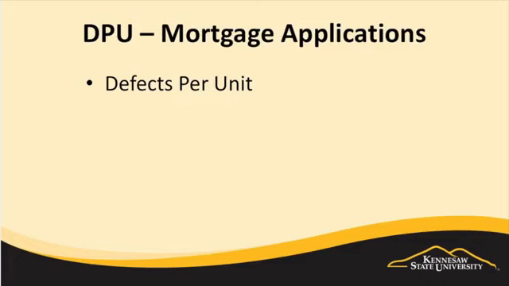Let's say, for example, that you're processing mortgage applications. This month, your organization processed 75 applications. In these applications, 12 errors or defects were found. We would divide the number of defects, 12, by the number of units, 75. There are 0.16 or 16% defects per unit. You multiply the decimal by 100 to find the percentage.